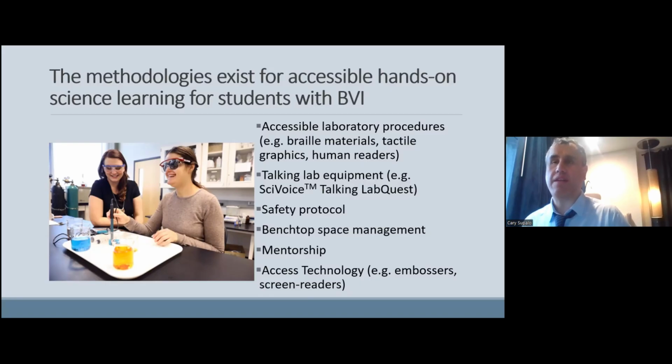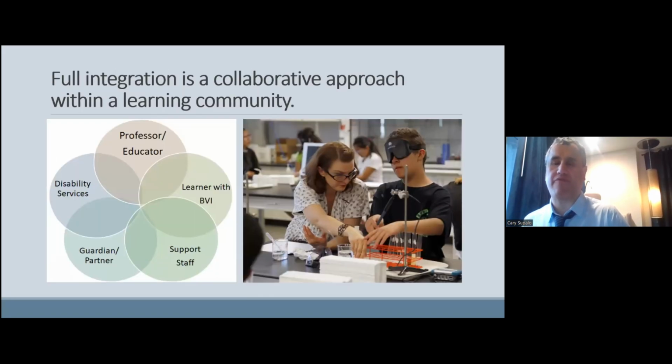And then, of course, mentorship for blind students and students with other disabilities is also important. I had a blind mentor who was a professor who inspired me to stay on the path at points of frustration in my later years as an undergrad in Chem to keep going towards becoming a chemist. So mentorship is also very important. So the full integration of a blind student is a collaborative process.